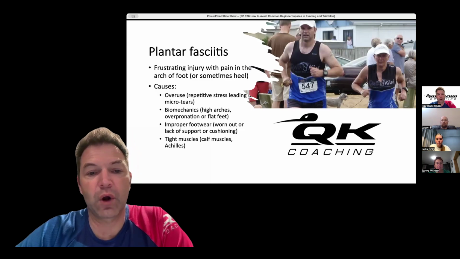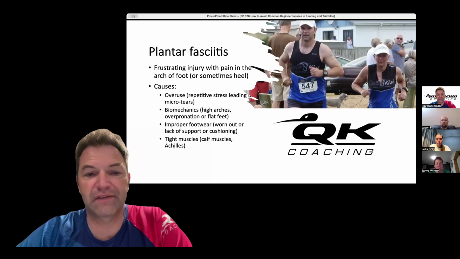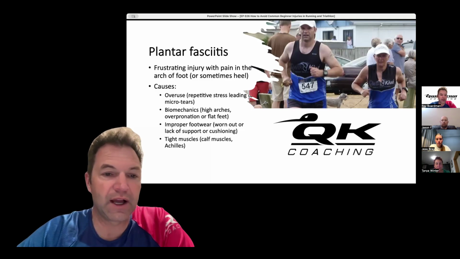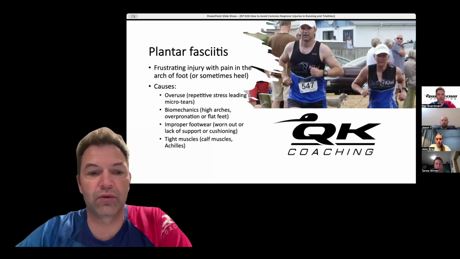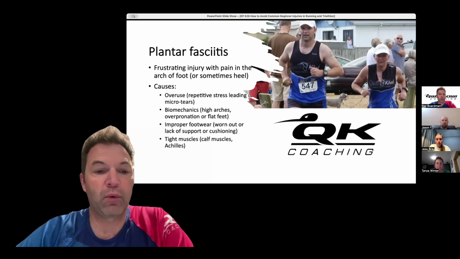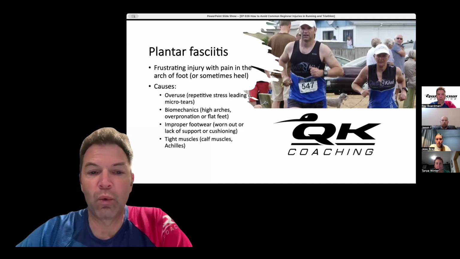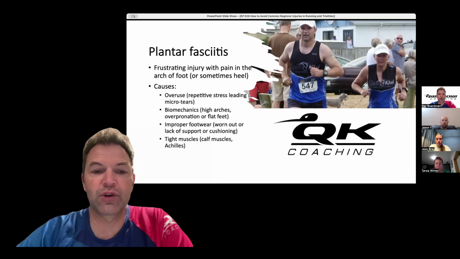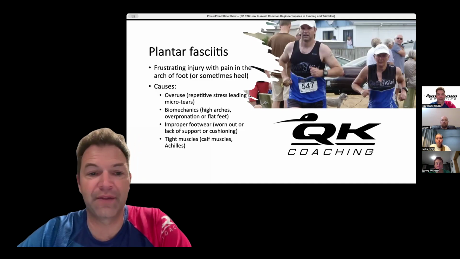Biomechanics, once again, if you've got high arches, that's going to put a lot more stretch on the plantar fascia as your foot flattens out during your running motion. Also, overpronation or flat feet can also contribute to and cause plantar fasciitis issues. Improper footwear, springing up again, worn out running shoes or lack of support or no cushioning in them are contributing factors. And once again, tight muscles, particularly calf muscles and Achilles.